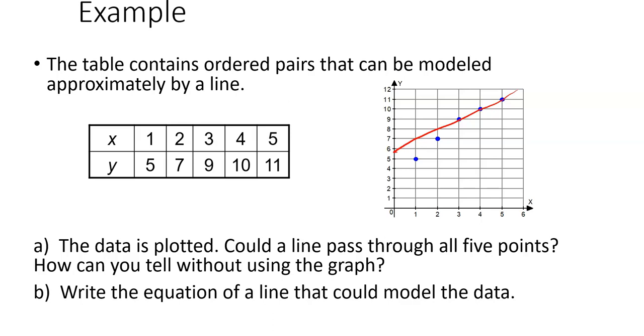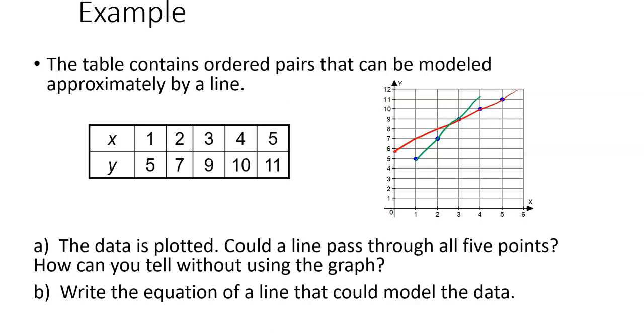What if I try to pass a line through the first 2 points, right? Because it looks like that's where it changes. If I pass a line through the first 2 points, it'll make that one, it'll make that one, but it won't make the ones above it, right? So one line is not going to pass through all 5 points.